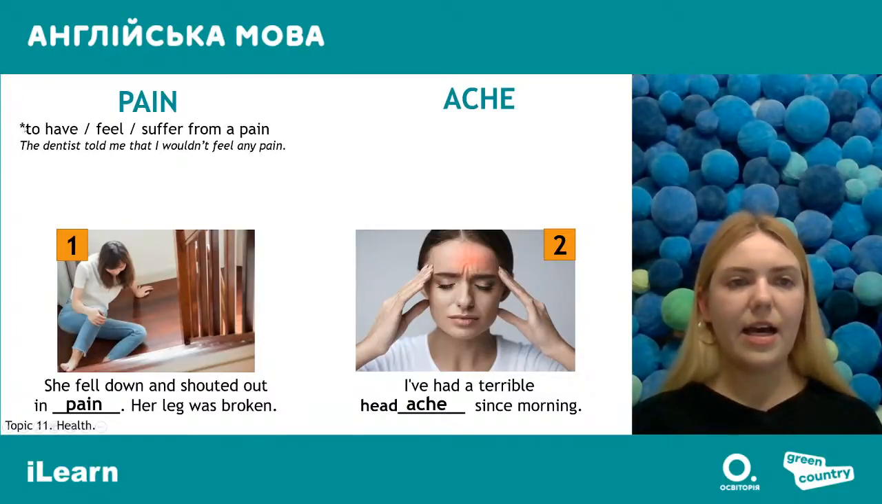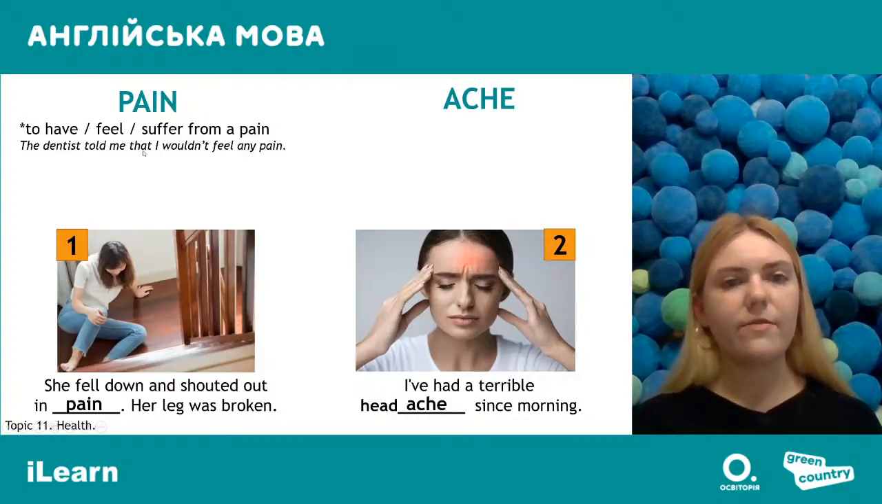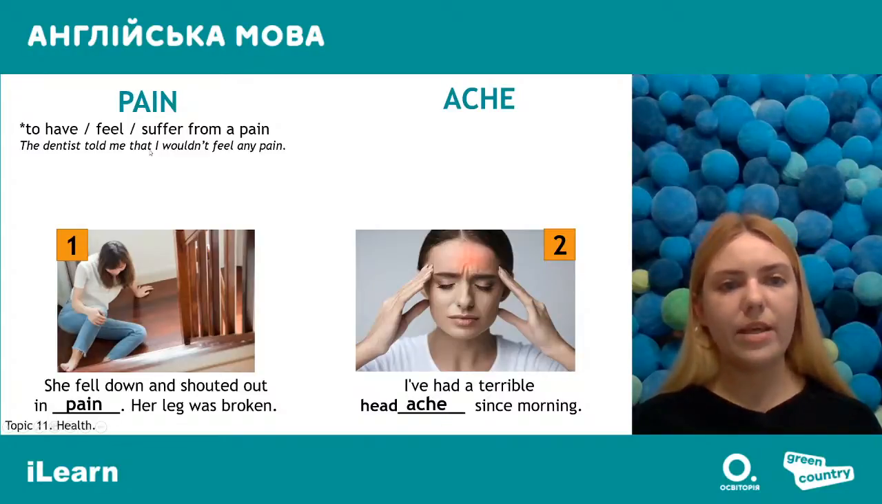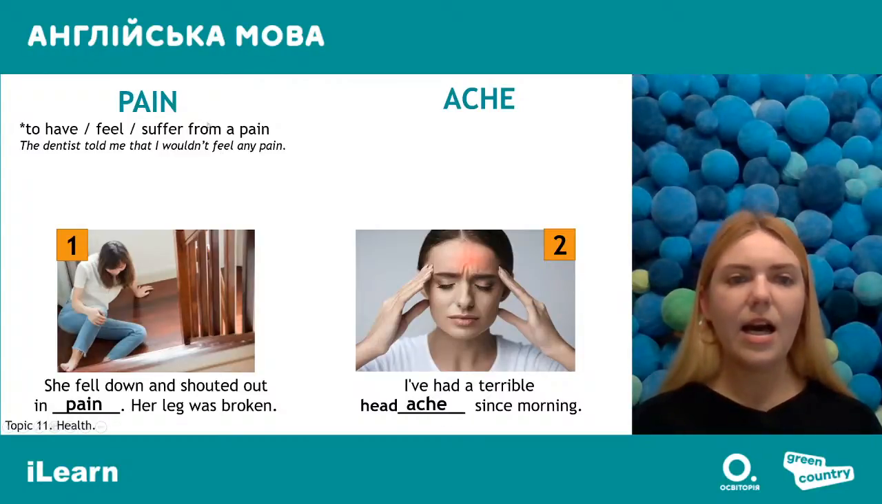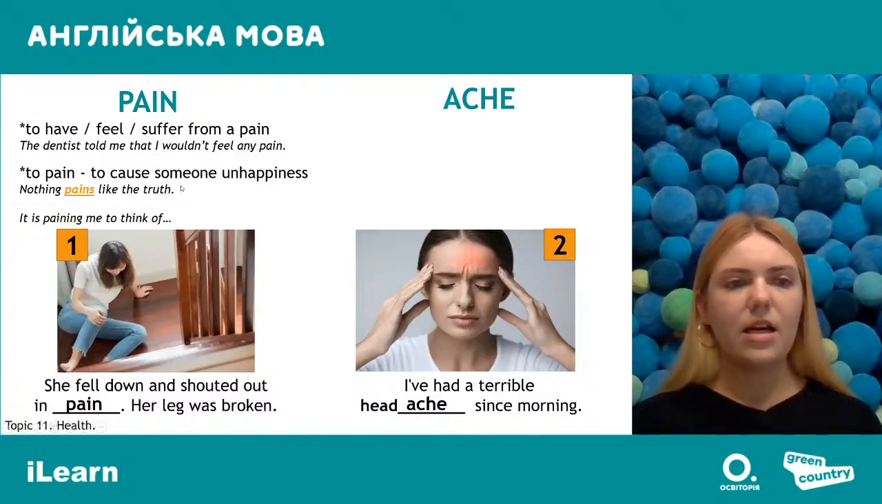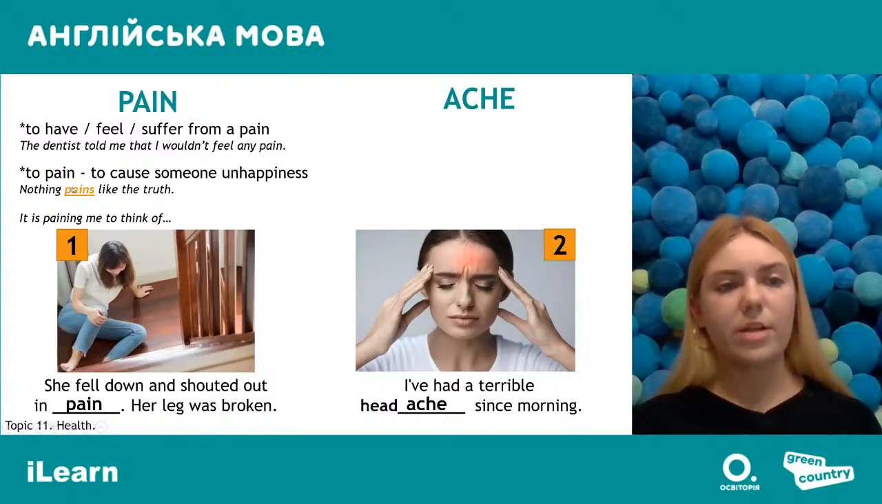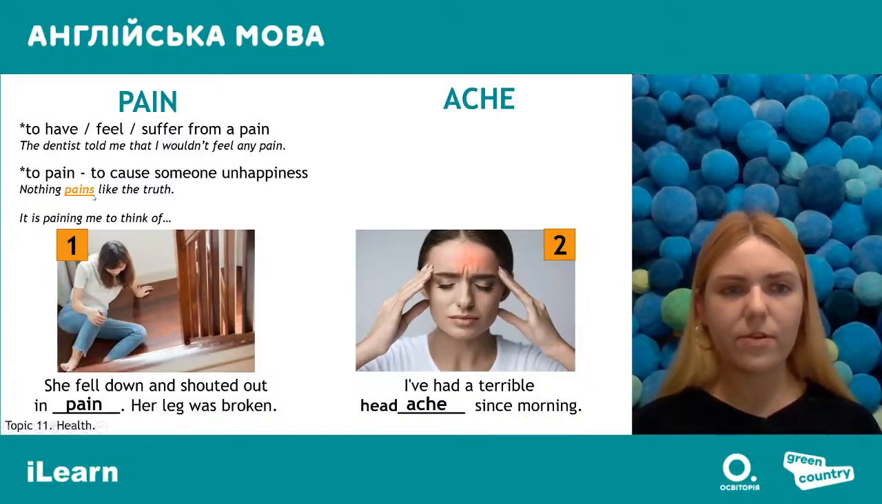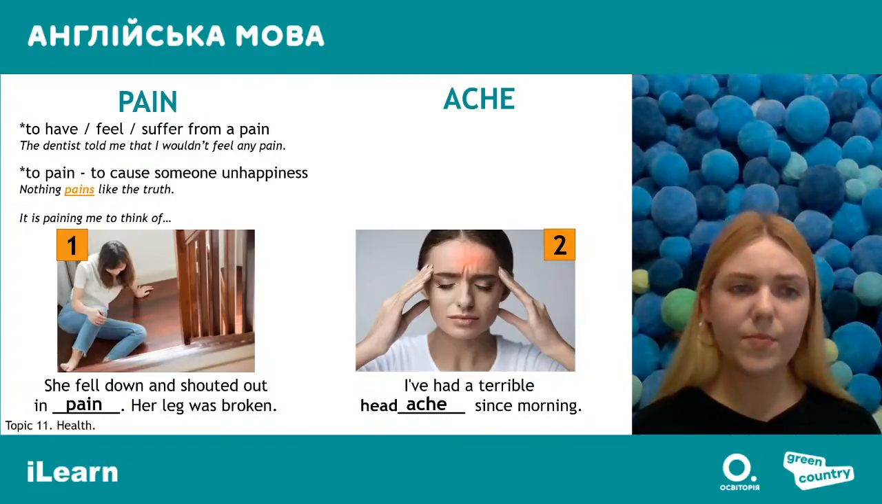And some phrases. So with pain, we can use to have, feel, or suffer from a pain. So we can say to have a pain, to feel pain, or to suffer from a pain. Pay attention to the article, suffer from a pain. Feel a pain, to have a pain. And also, it can be a verb. So it can be a noun or it can be a verb. Може бути іменником або дієсловом. It's not commonly used as a verb, but it is possible. Не дуже часто вживається як дієслово, але це можливо.